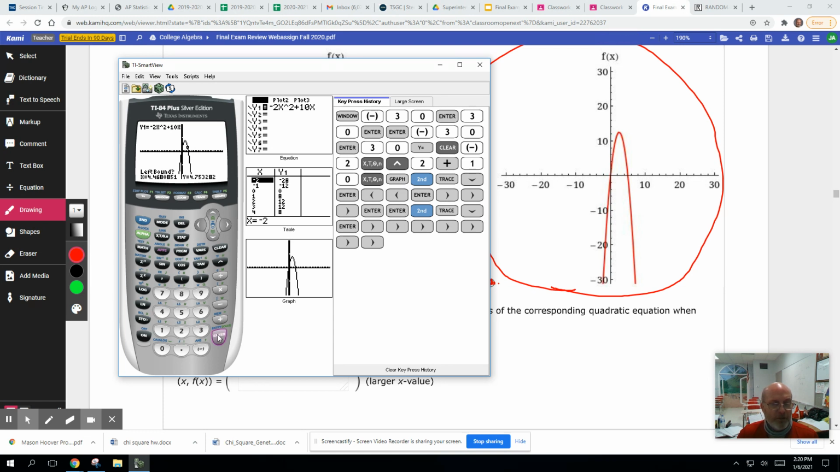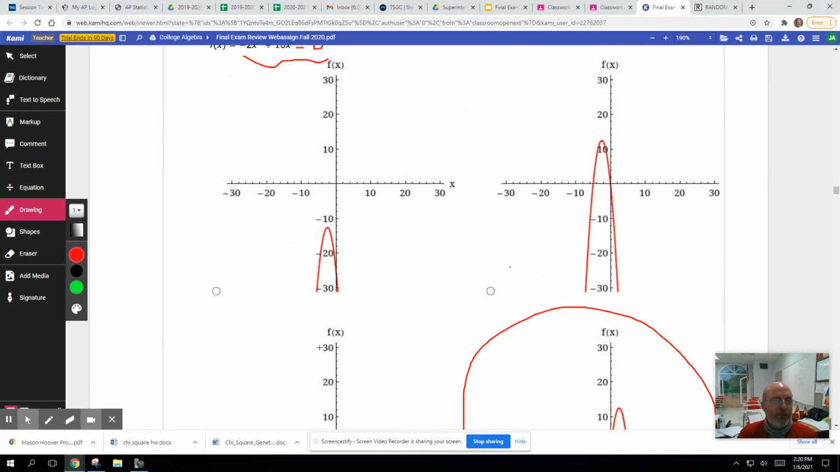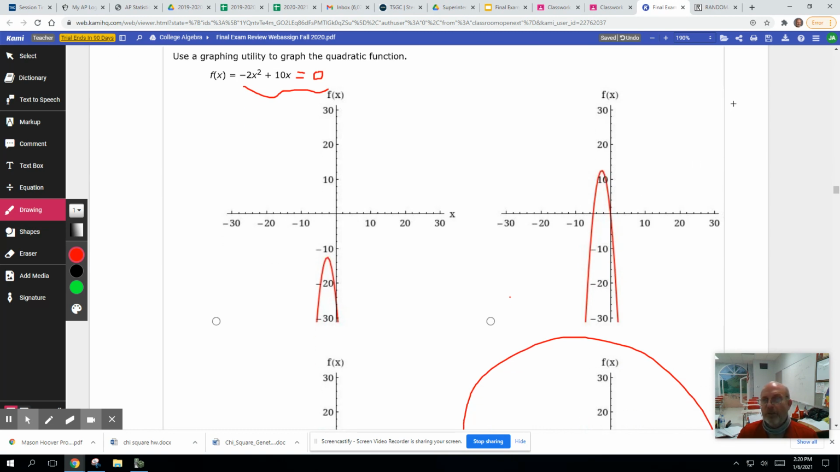So I'm going to set my left bound here. Then the right bound, we're going to move to the right side, make sure we're there. Hit enter, tell it to guess, and that's going to be the point 5, 0. So we're going to come down here, and our second solution is going to be at the point 5, 0. And that's how you do number 23 on the final exam.